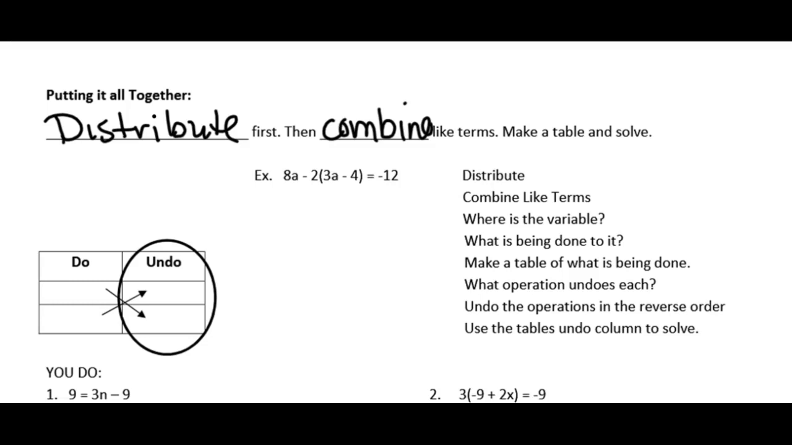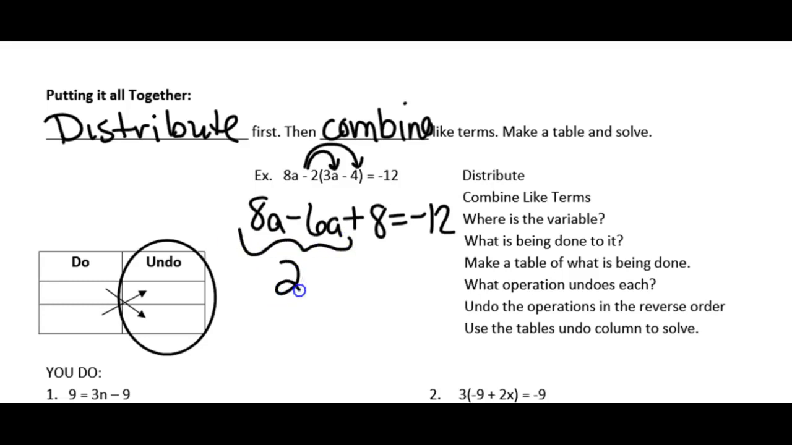So first step in this problem is to distribute. And I'm distributing a negative 2. Make sure you always pay attention to the sign. So 8a minus 6a plus 8 is equal to a negative 12. Then I need to combine like terms. I do have like terms in this problem, so I'm going to put those together. 2a plus 8 is equal to a negative 12.